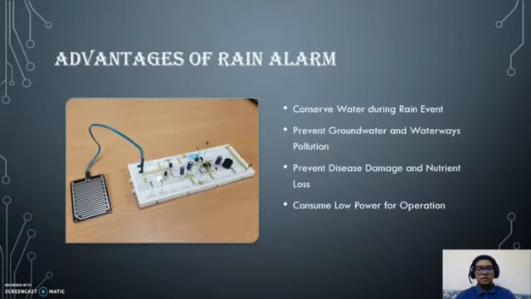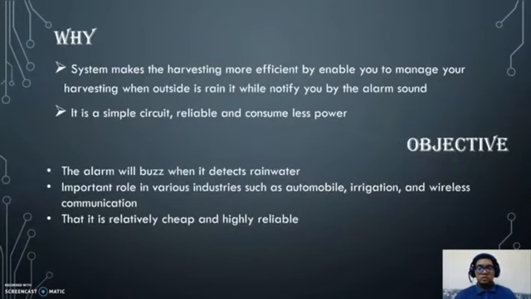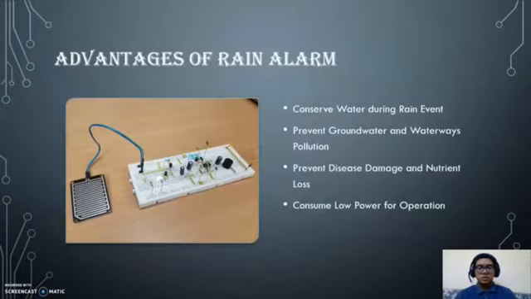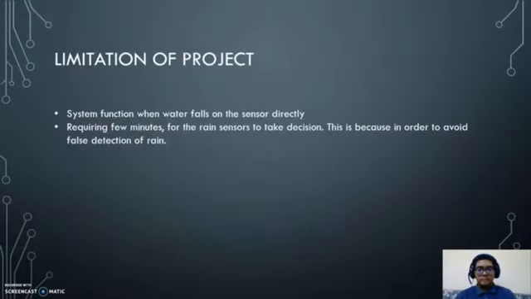Okay, and then the advantages of the rain alarm. We can look here at the circuit of the rain alarm. The first advantage is that it conserves water during rain events. The second is that it prevents groundwater and waterways pollution. The third one is that it prevents diseases, damage and nutrient loss. The last advantage is that it consumes low power for operation. Yeah, as I mentioned before, it is cheap and consumes less power. This is why we chose the rain alarm circuit, the alarm system.